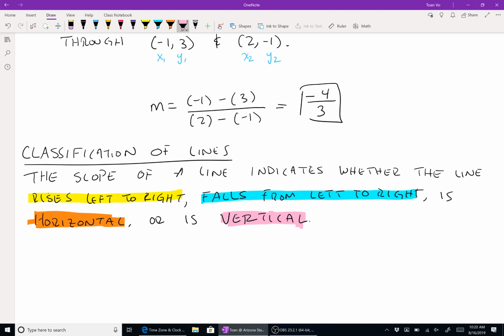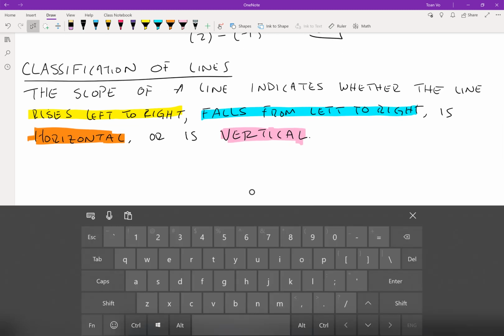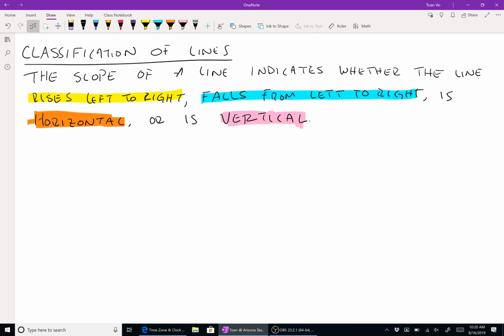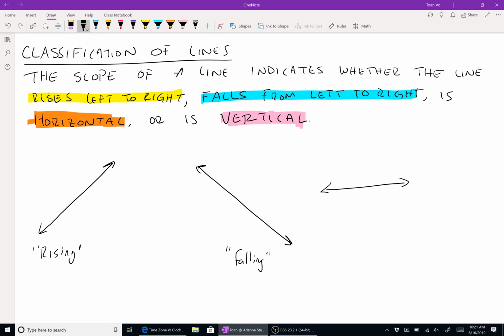If you don't know, there's no shame in it. I have pre-calculus students who have to take a moment and go, okay, what is horizontal again? Let's just quickly draw these pictures out here. I'm not going to draw a coordinate grid. I'm pretty sure you guys can imagine a coordinate grid. But something that looks like this would be considered rising. This is a rising line. Something that looks like this would be considered a falling line. This right here is horizontal. And this line here is vertical.